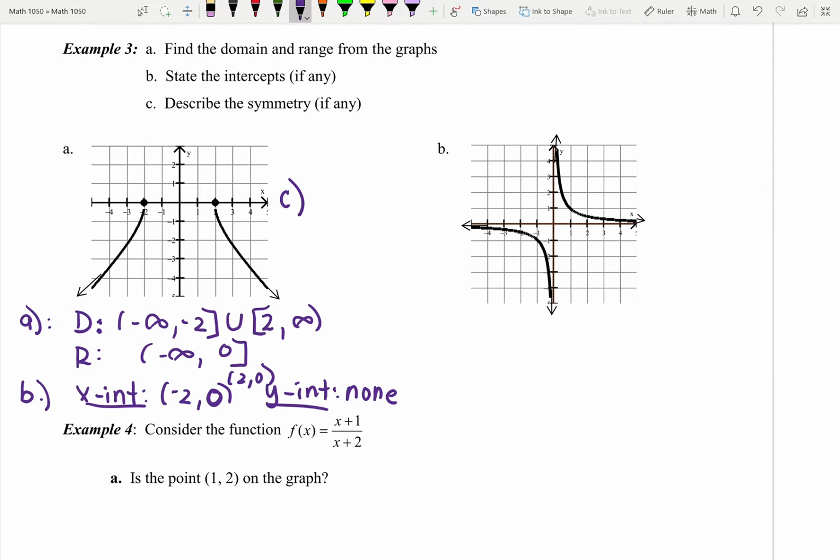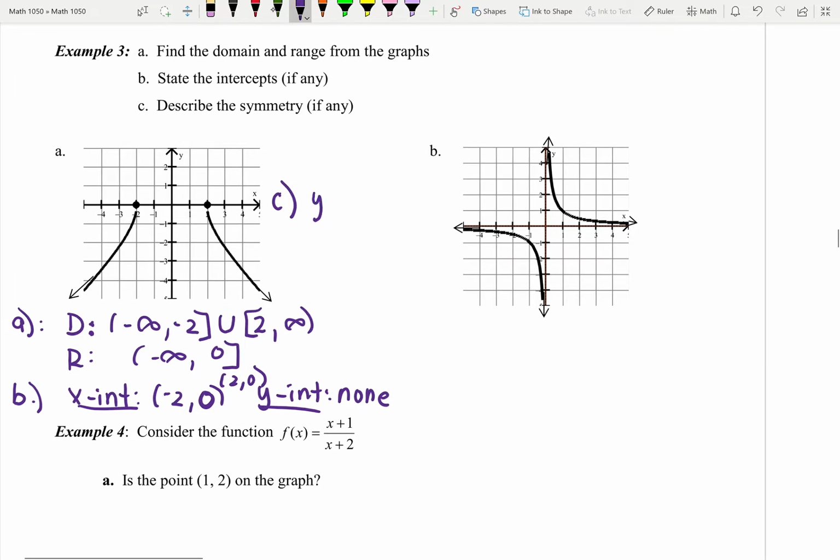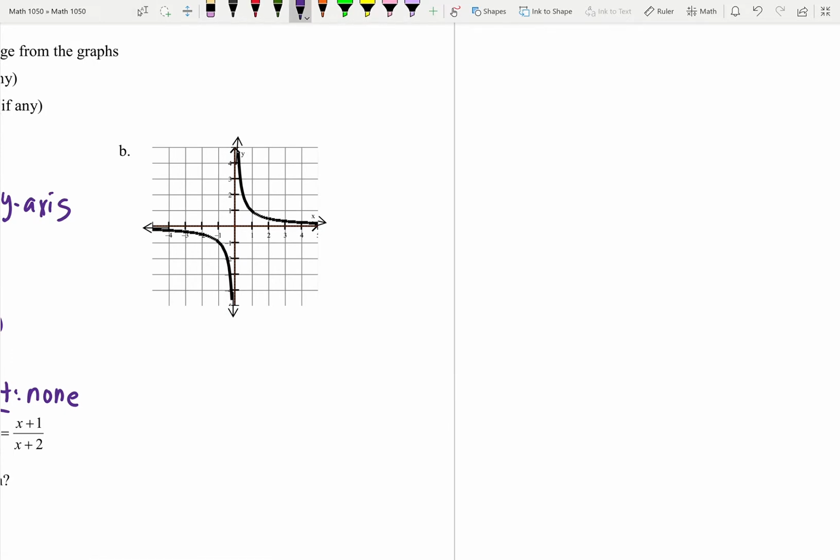Okay, question C, state the symmetry. X-axis, y-axis, origin, or none? Somebody tell me. It's y-axis. Here's why, just so you understand, because I got a little bit of different answers. Look right here. Here's your y-axis. Take half the graph. I choose that half. Fold it across. It lies on top of the other half.